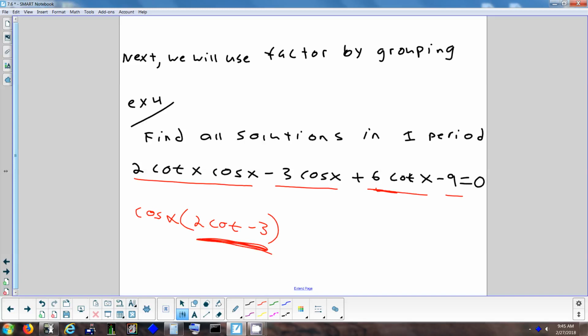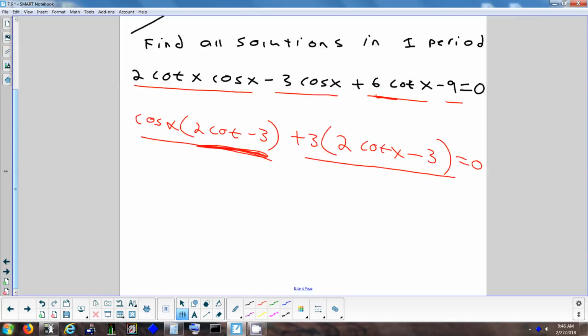Okay, so let's look at the last 2 terms. 6 cotangent x minus 9. What do those both have in common? Yep. A 3. So I'm going to factor out positive 3. 3 times 2 gives me 6 cotangent x. 3 times negative 3 gives me negative 9. Perfect. So now, what do these both have in common? This term and this term, they both have 2 cotangent x minus 3. So now, pull that out.